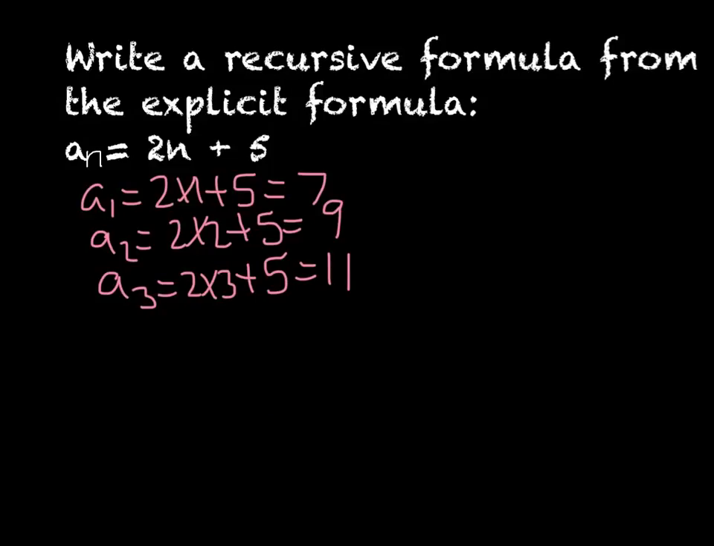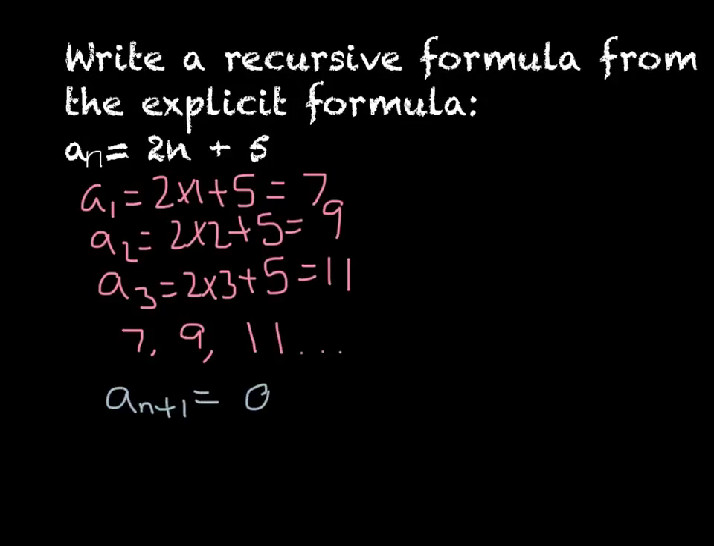So now that we've gotten the basic idea, you can see that this is an arithmetic sequence starting at 7 and with a difference of 2. This means that in order to get the next term, we're just going to add 2 to the previous term. Or in other words, a(n+1) equals an plus 2. And now all we have to do is specify the starting term, a1 equals 7.